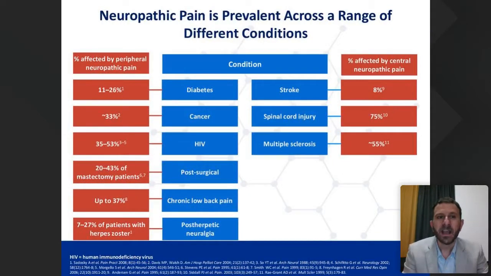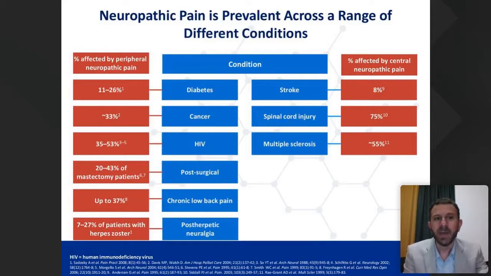The conditions that can cause it, I did highlight a little bit of them: diabetes, cancer, HIV, post-surgical, low back pain, post-herpetic neuralgia, strokes, spinal cord injuries, and MS. Now, as a neurologist, we see all of these conditions, but I would say the top 3 that I see in my clinic are usually MS, because I do have a relatively large MS population who do suffer from neuropathic pain. Diabetes is a big culprit. Post-herpetic neuralgia and chronic back pain are a close second.